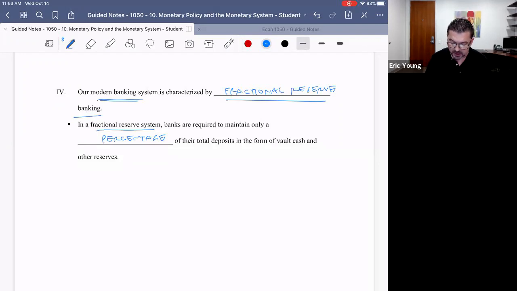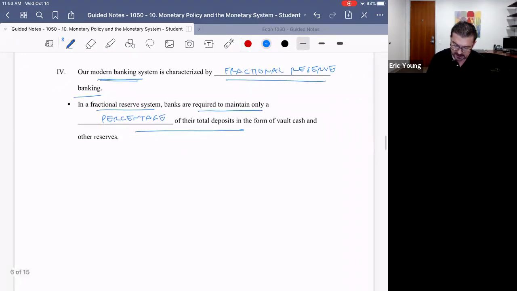In a fractional reserve system, banks are not required to keep every dollar that they have on deposit in the vault or in the Fed Reserve. They only have to keep a portion, a fraction of that money. Banks are required to maintain only a percentage of their total deposits. So it looks something like this.